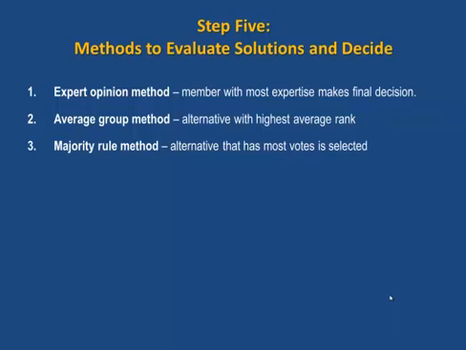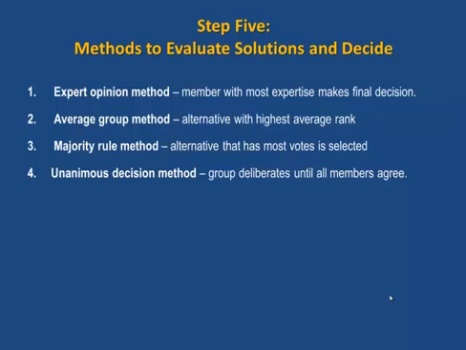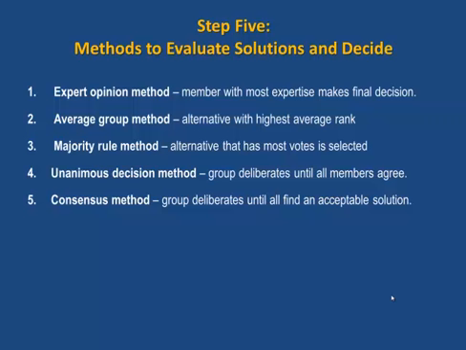What's the best way? You can also just make sure that everybody agrees. You can wait till everybody agrees, sort of like a death sentence. Everybody has to agree on this. And then you can deliberate until you find a solution that everybody accepts. The main idea here is that everybody should agree.